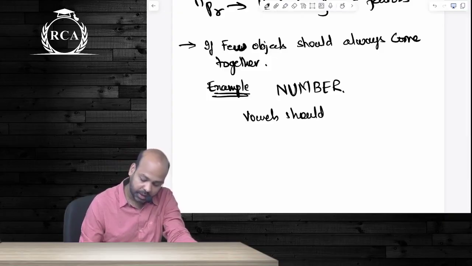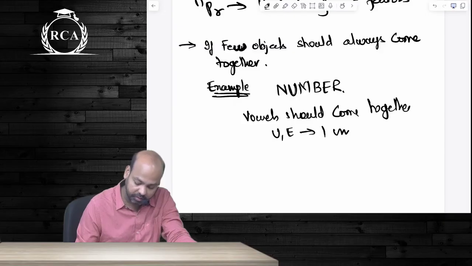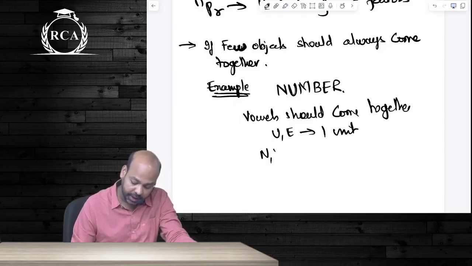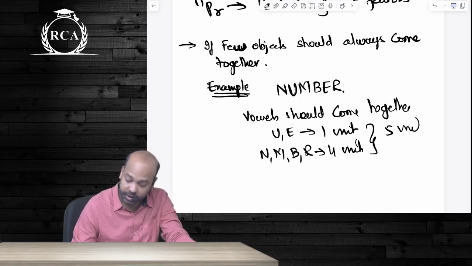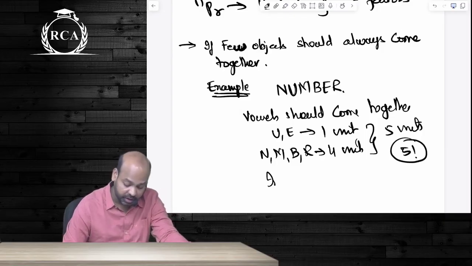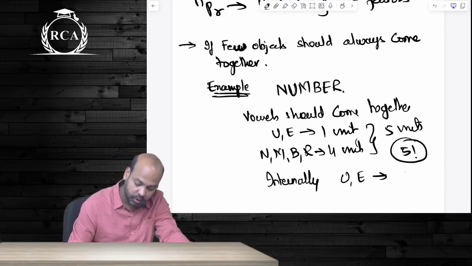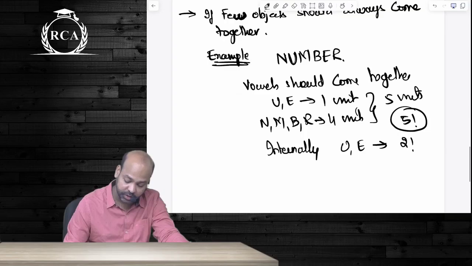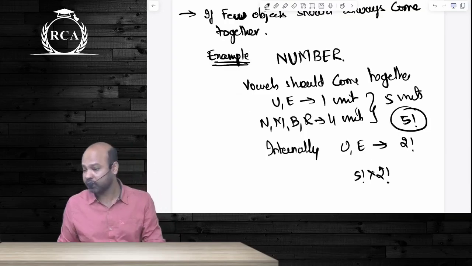Vowels should come together. If the vowels should come together, you will take them as one unit. U and E will be considered as one unit. The remaining four letters, that is N, M, B, and R, are 4 units. Total how many will there be? 5 units. 5 units can be arranged in how many ways? 5 factorial ways. Internally, can I arrange U and E? Yes. In how many ways? 2 factorial ways. So total how many will there be? 5 factorial into 2 factorial. That will be the answer. Are we clear?